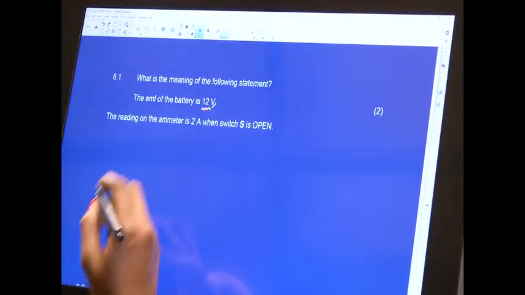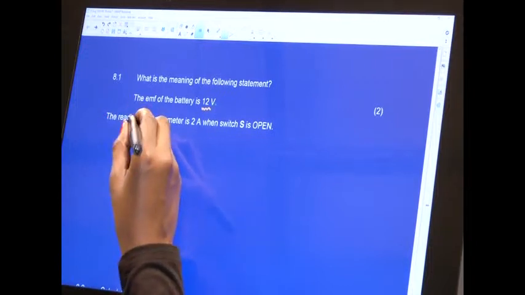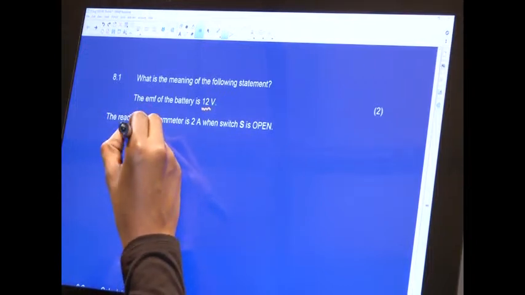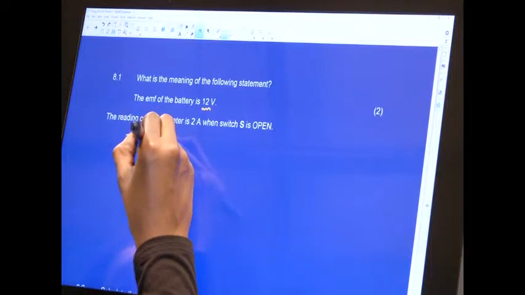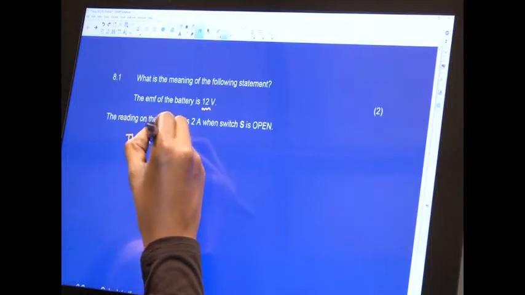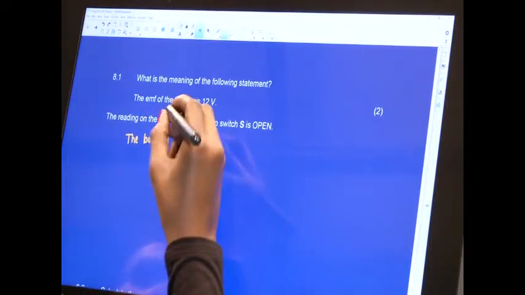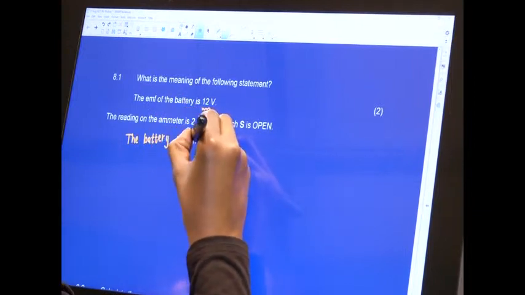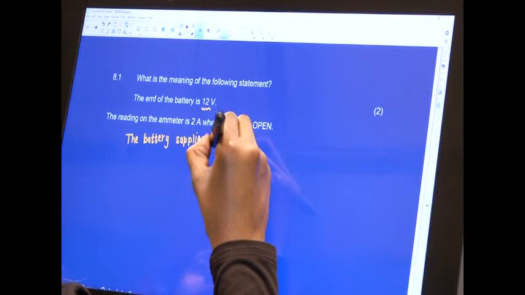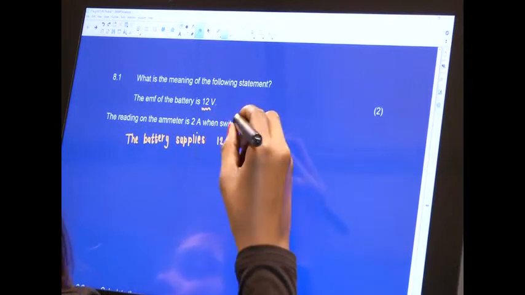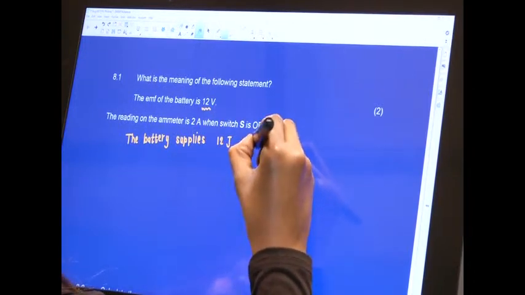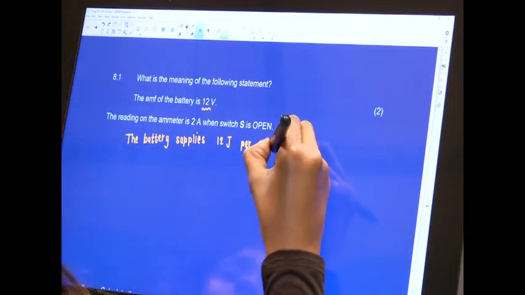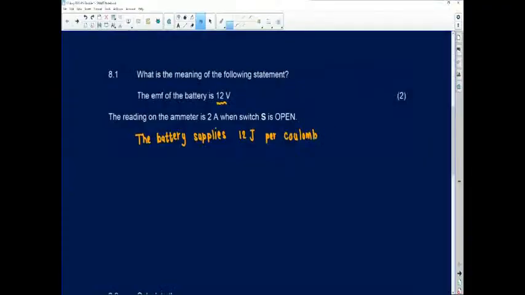In this case, if the EMF is then given to me as 12, let me just write it here. The battery supplies 12 joules per coulomb. And that was only for 2 marks, so that wasn't too bad.